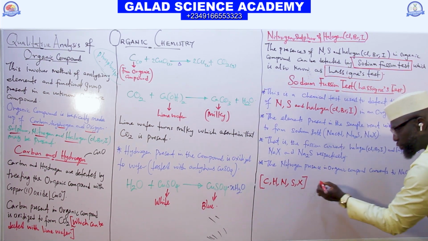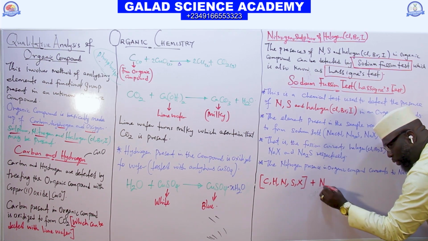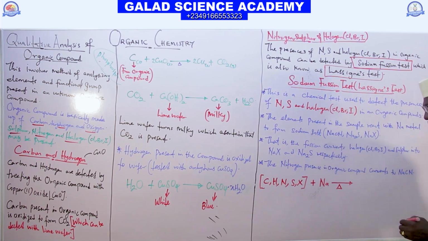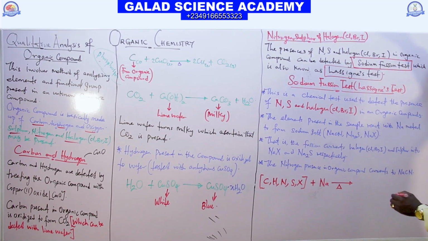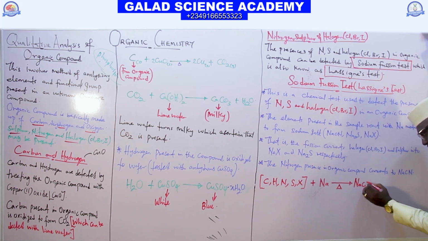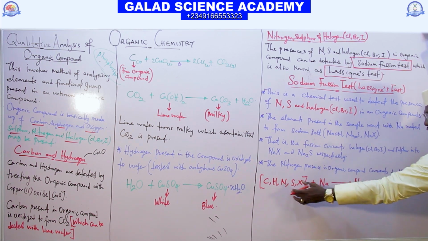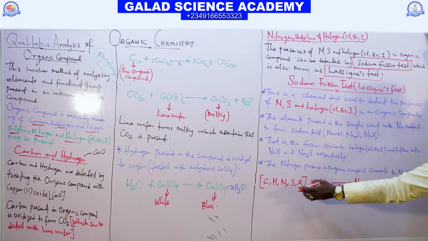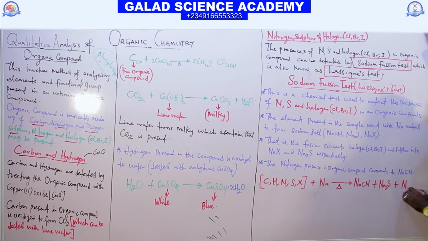Halogen. If we now react with sodium, don't forget, in the presence of heat. This symbol represents heat. Sodium is heated. At the end of the day, on the reactant side, we have sodium to give out sodium cyanide, plus, if sulfur is present, sodium sulfide. If halogen is present, we will have sodium halide.